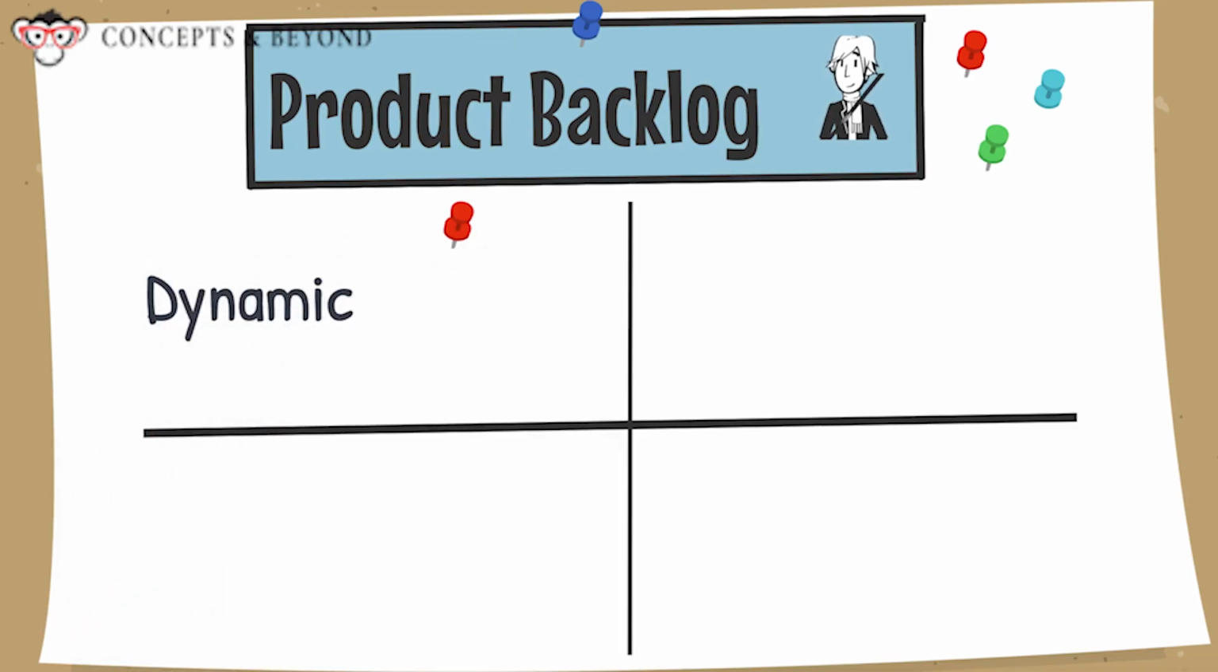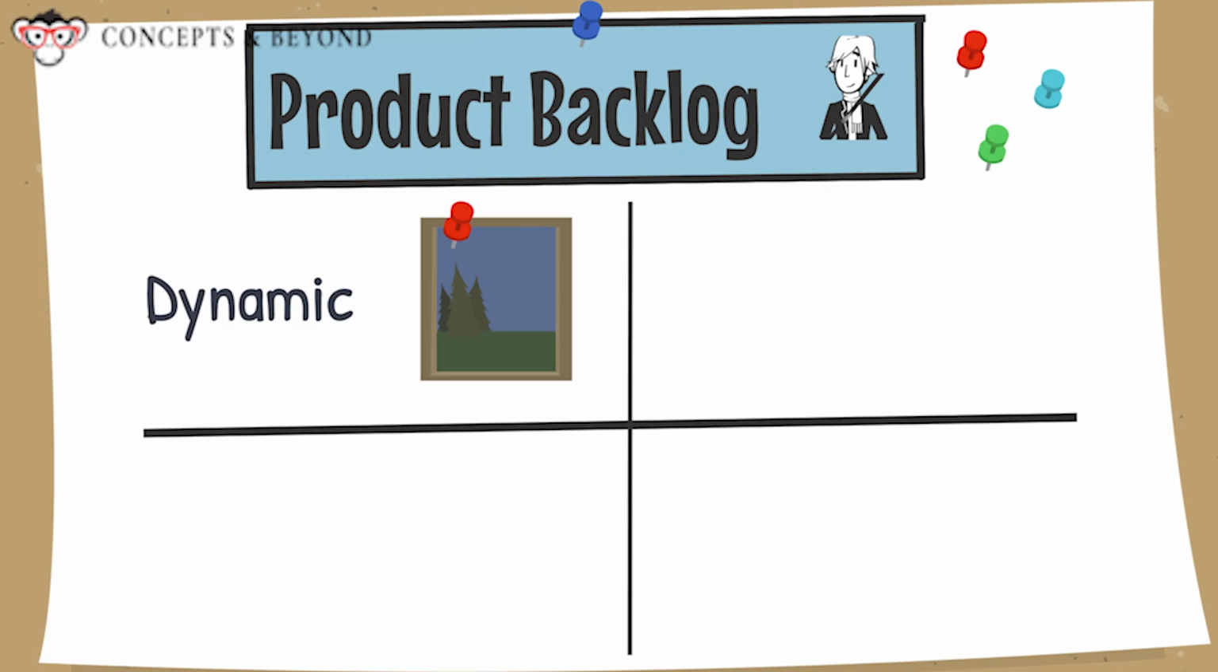Let's start with the first one. The first one is that the product backlog is dynamic. So go ahead and write down the word dynamic. Dynamic is the idea that the product backlog is ever changing. Anybody in the organization can add to the product backlog.